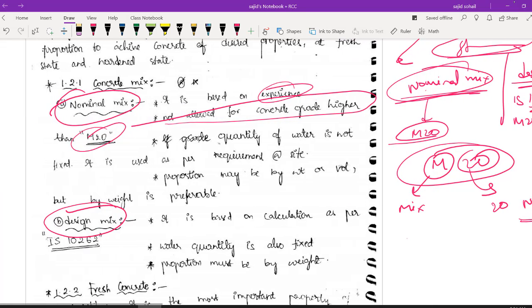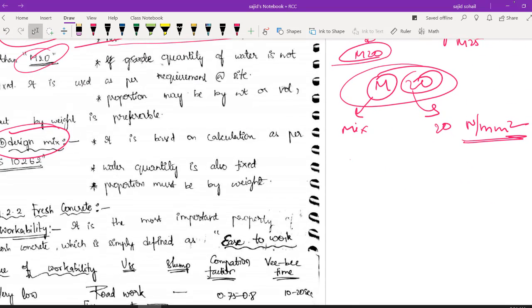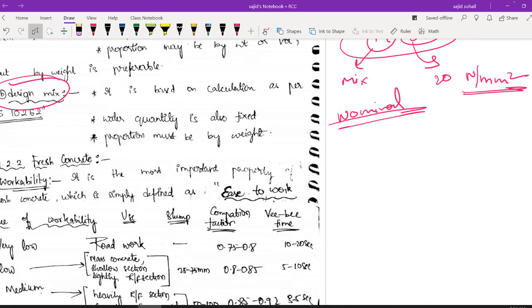So in nominal mix, it is just based on experience. You don't need any design rules. बस आपको मिलाना है certain quantity and you will be getting your required concrete. So what is the quantity? Let us make a note. In nominal mix, please make a note. Very important bit, especially for state PSCs and even ESC. M5 concrete. So what is the proportion? The proportion of your cement, fine aggregate and coarse aggregate is 1 is to 5 is to 10.